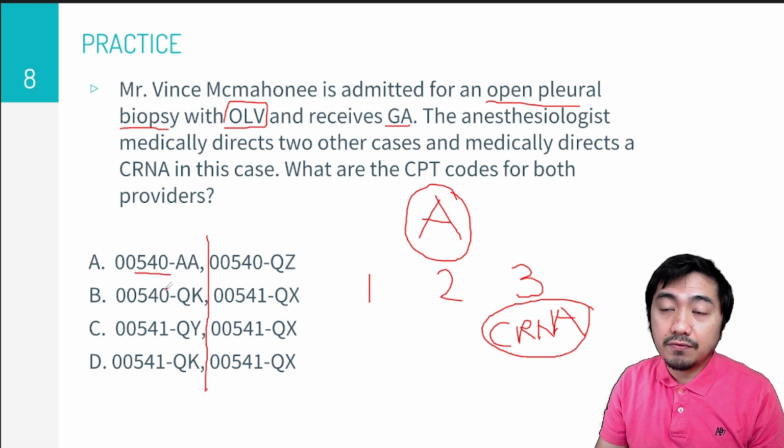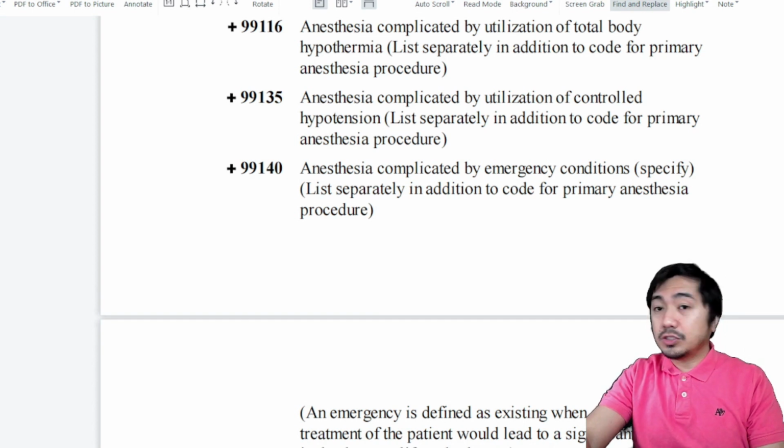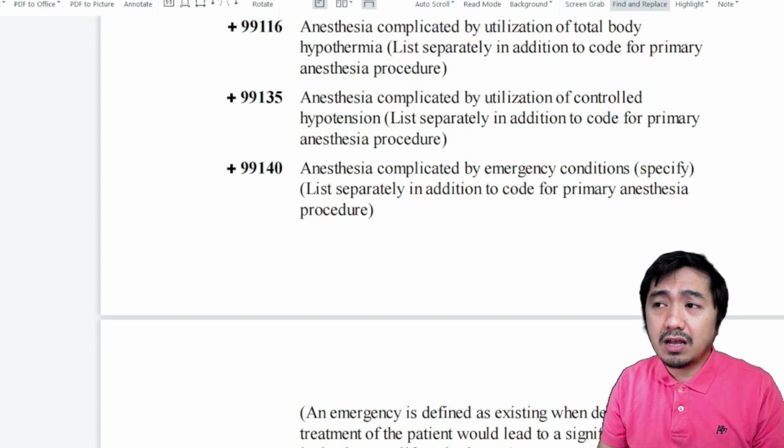So you have 00540 versus 00541. What was the procedure done? Open pleural biopsy. So let's check your book. Just follow with me and try to answer it as well, or you can pause the video, try to answer it for yourself and check if you pick the right answer.